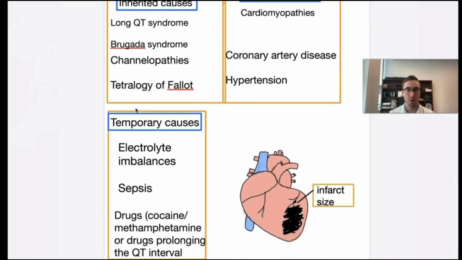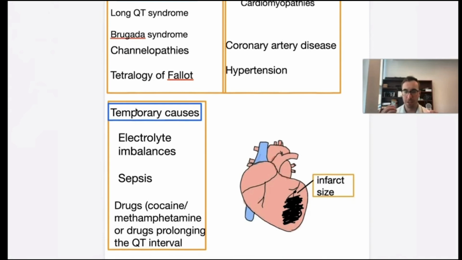But if you look at the temporary causes that could be implicated in patients in ventricular fibrillation, it could be electrolyte imbalances. Sepsis can cause it, right? What if the patients go into ventricular fibrillation because of drug use, cocaine, methamphetamine, or drugs that prolong the QT interval? This could all be the causes of patients in ventricular fibrillation.